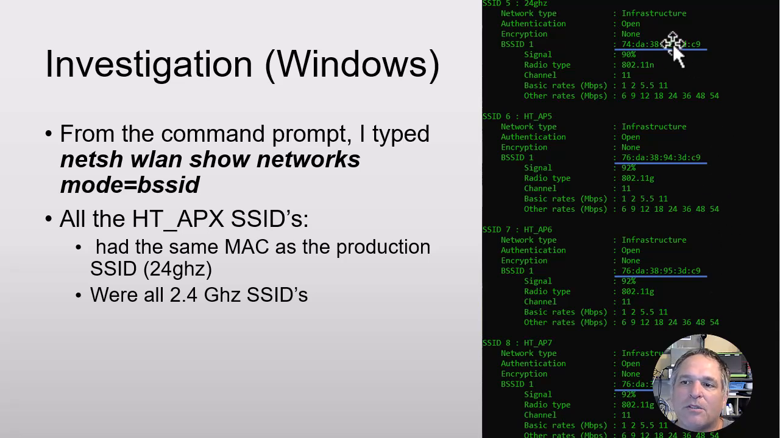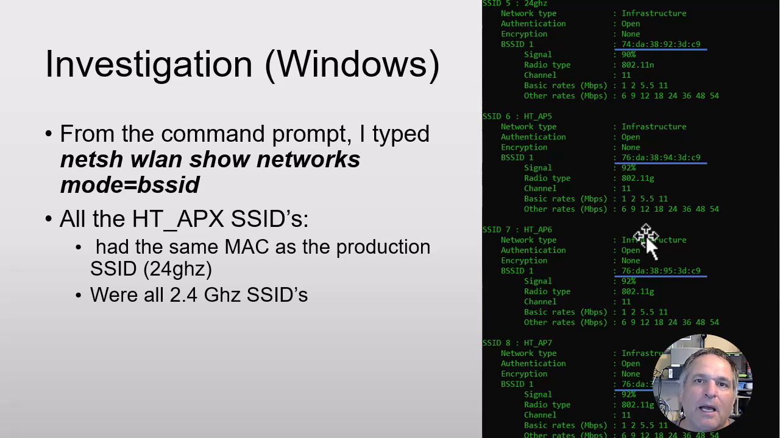Now, the first thing I noticed was my production SSID called 24 gigahertz. There's the MAC address, right? The BSSID. And these imaginary ones or new ones or unidentified ones or suspicious, I don't know, whatever you want to call it. They all have the same MAC address, obviously the same signal strength, but they're all 2.4 gig.